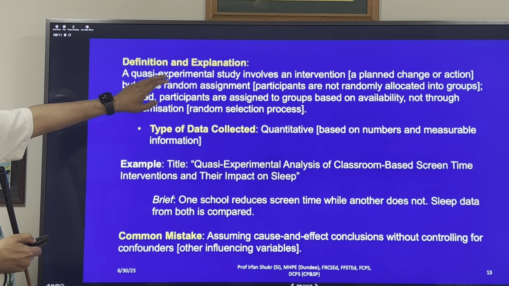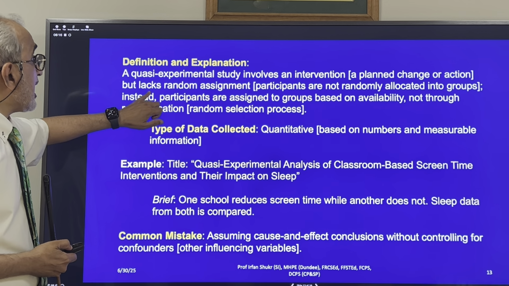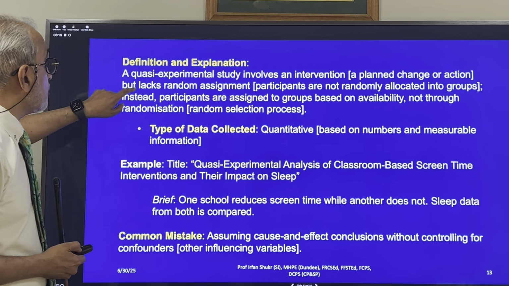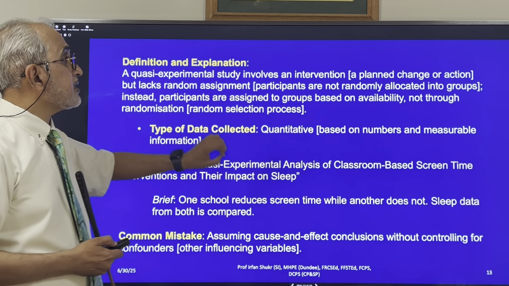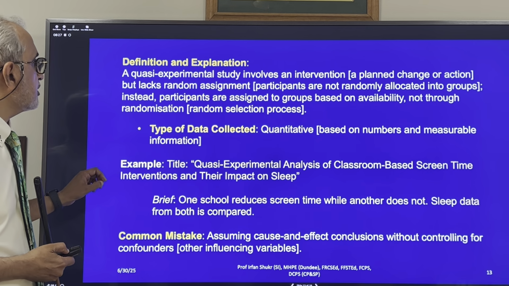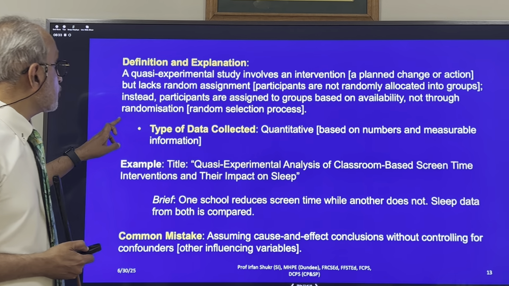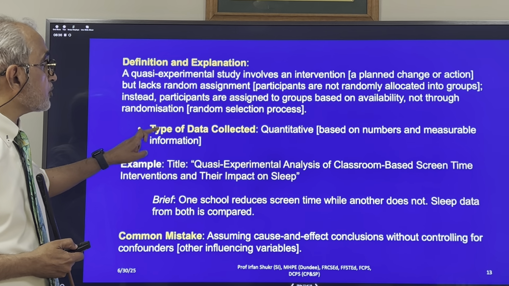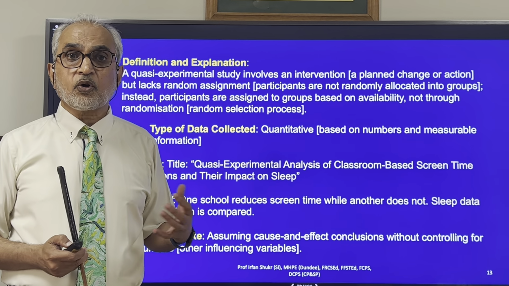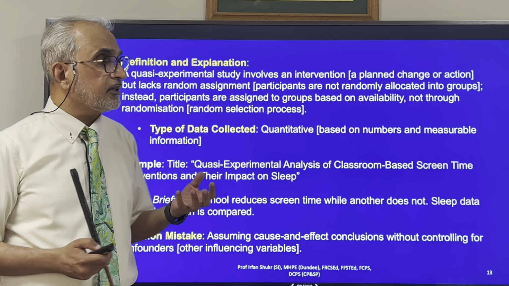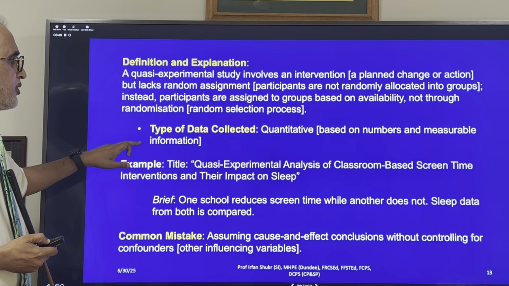A quasi-experimental study involves an intervention, a planned change or action, but lacks random assignment. That is the important differentiation. It lacks random assignment. It means participants are not randomly allocated into groups. Instead, participants are assigned to groups based on availability, not through a randomized selection process. So that is why a quasi-experimental study is much easier to carry out, because the participants are more easily available. Type of data collected is quantitative, based on numbers and measurable information.